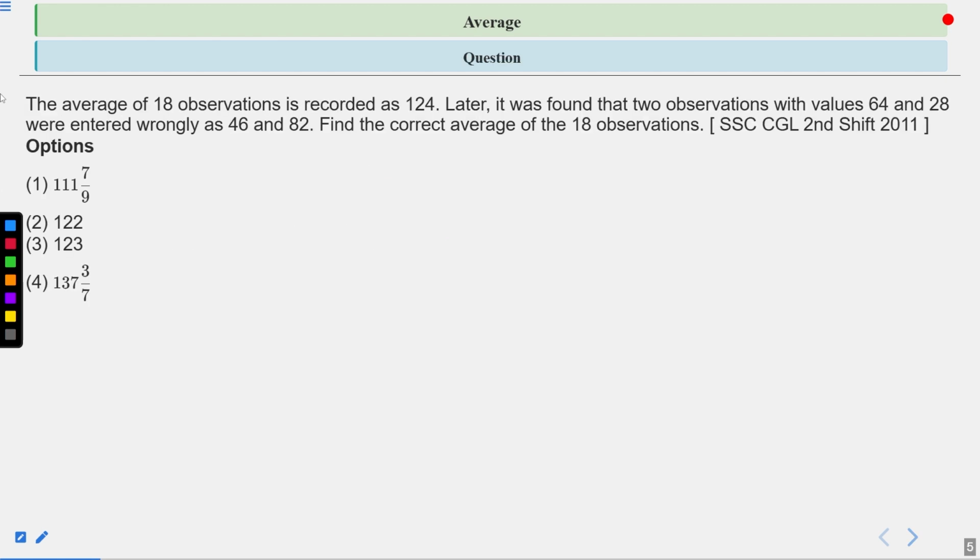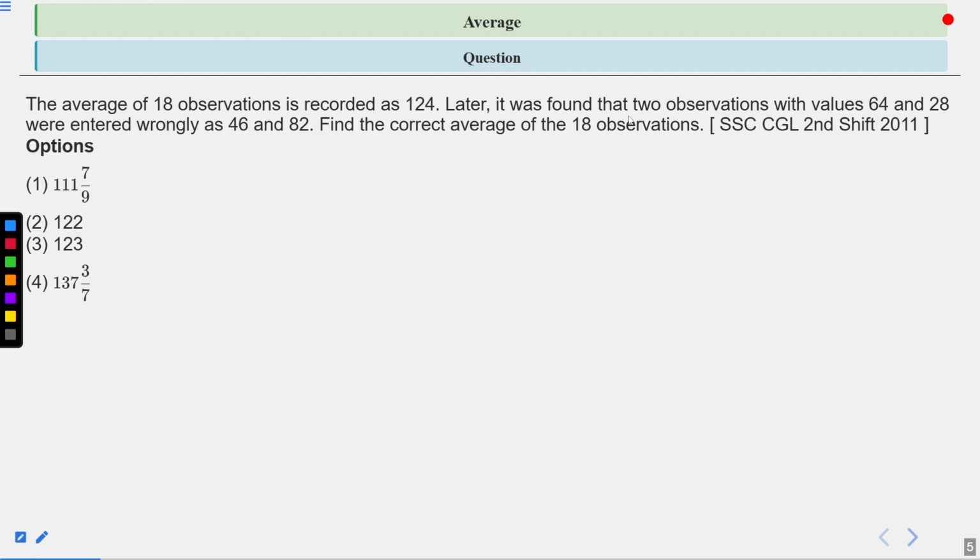The average of 18 observations is recorded as 124. Later, it was found that two observations with values 64 and 28 were entered wrongly as 46 and 82. Find the correct average of the 18 observations. This question was asked in the SSC CGL exam in 2011, second shift. So there are four options of this question.